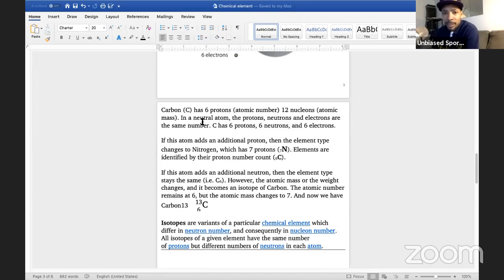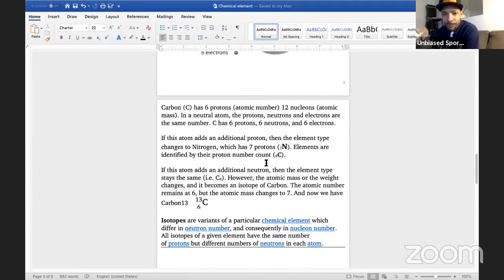In a neutral atom, the numbers of protons and electrons are the same. See, carbon has 6 protons, 6 neutrons, and 6 electrons. If this atom adds an additional proton, then the element type changes to nitrogen, which has 7 protons. Okay, nitrogen 7, there you go. Elements are identified by their proton number count. So nitrogen 7 protons, carbon 6 protons.